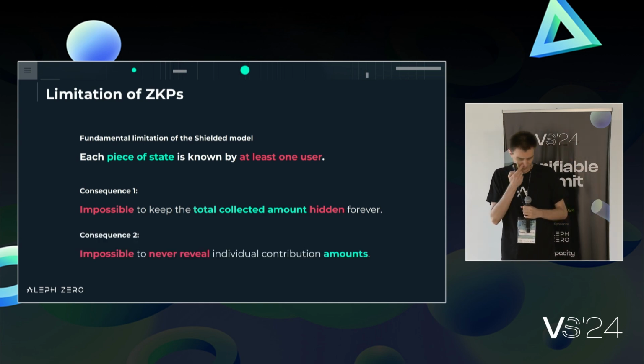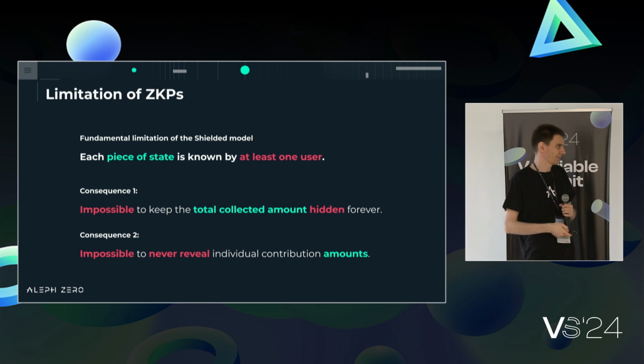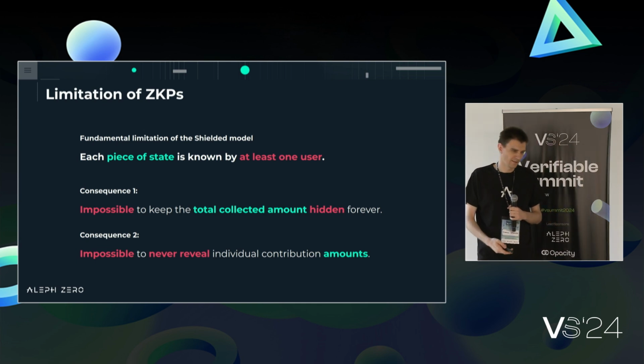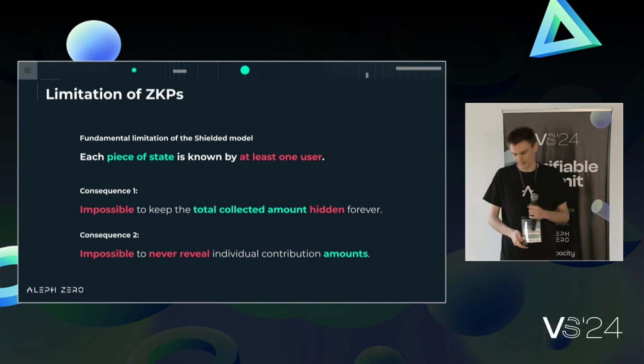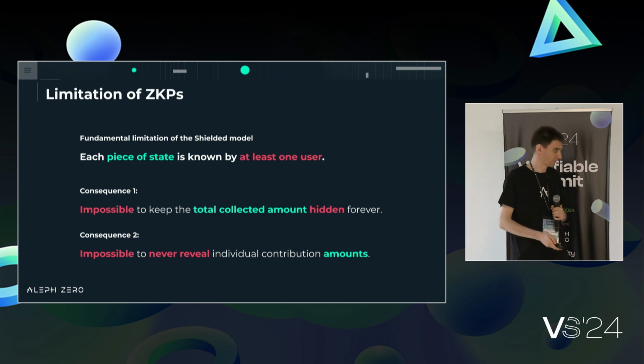And then if you think a little bit more, you will also realize that you cannot really reach a protocol where individual contributions are also hidden. This is a consequence of the first consequence, but it maybe requires a little bit more thought.